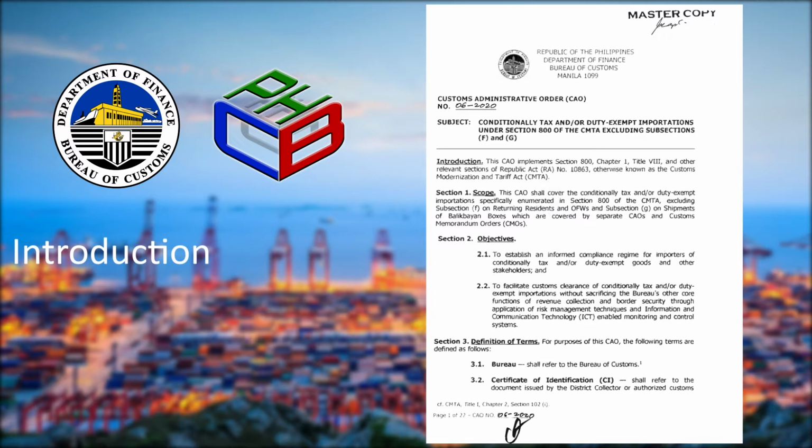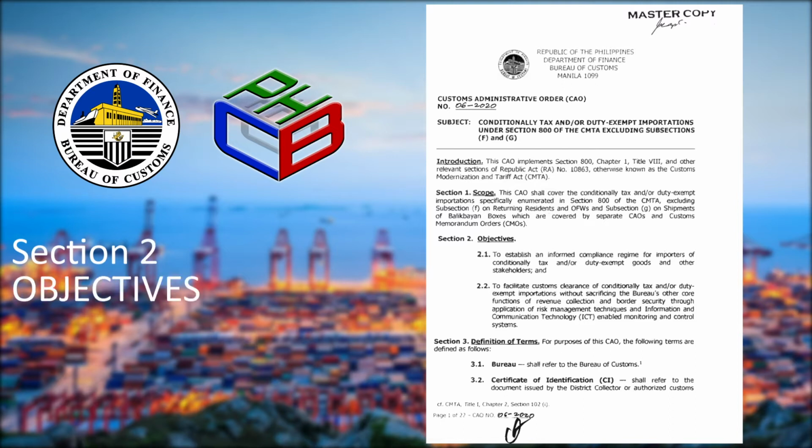10,863, otherwise known as the Customs Modernization and Tariff Act, CMTA. Section 1. Scope. This CAO shall cover the conditionally tax and or duty-exempt importations specifically enumerated in Section 800 of the CMTA, excluding subsection F, on returning residents and OFWs, and subsection G, on shipments of ballot boxes, which are covered by separate CAOs and Customs Memorandum Orders, CMOs.